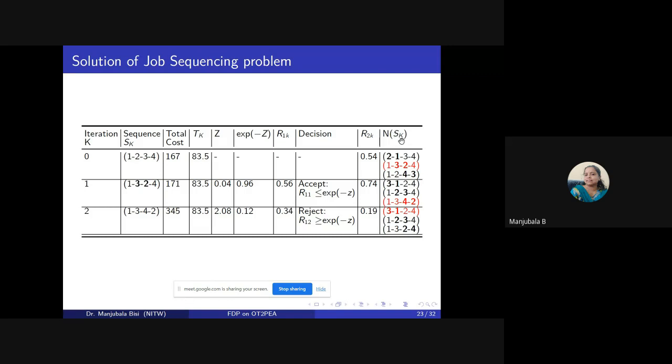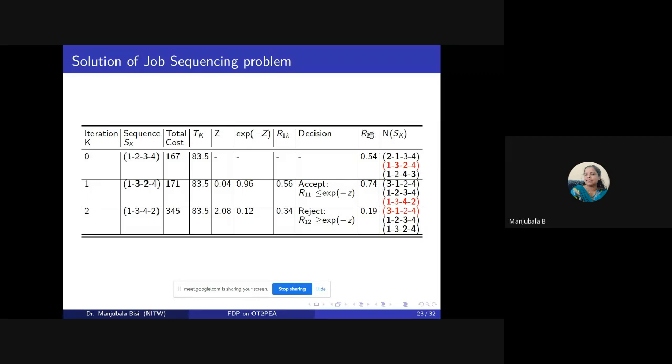The last column represents the neighboring set of the solution Sk. As I told you, only 2 consecutive jobs are swapped. So this is the neighboring space of the solution 1, 2, 3, 4. There are 3 solutions in the set. So how do you choose which solution to take? Randomly you can choose any solution, right?